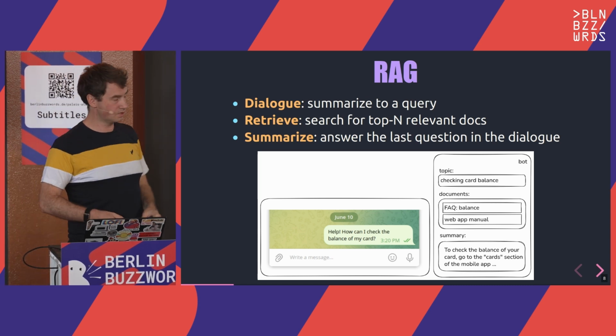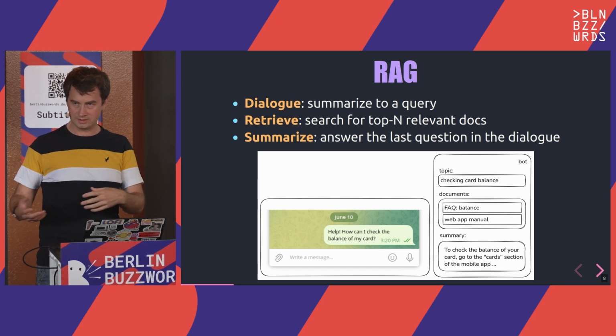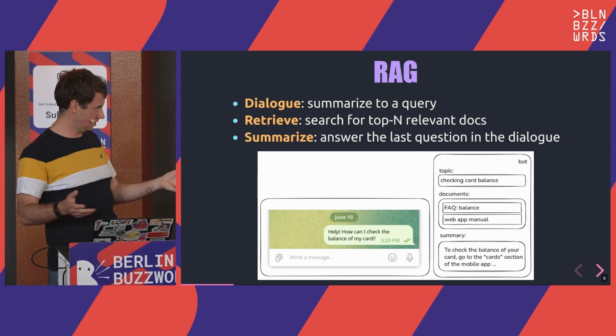And then it's just a classical RAG. You retrieve documents, you summarize the answer, and the support agent can either use this answer as is, or rephrase it somehow, or just not use it and not accept it.